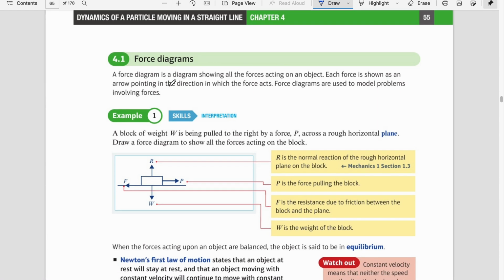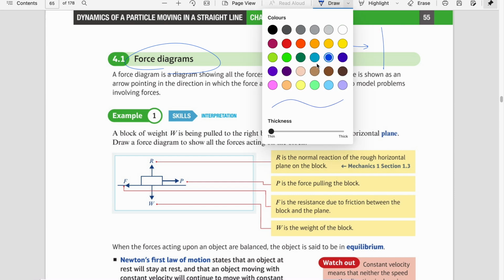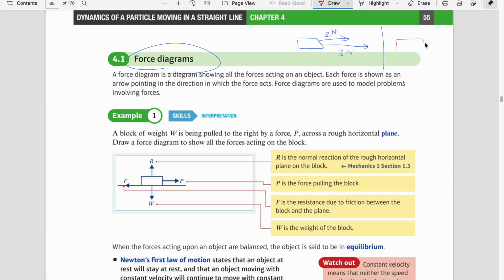So the first basic thing is force diagrams. For example, we have a brick and I say that two boys are pulling that brick, one with 2 newton force and the other with 3 newton force. If you have to summarize it and draw the resultant, we can say that it is a net force of 5 newtons towards the right.